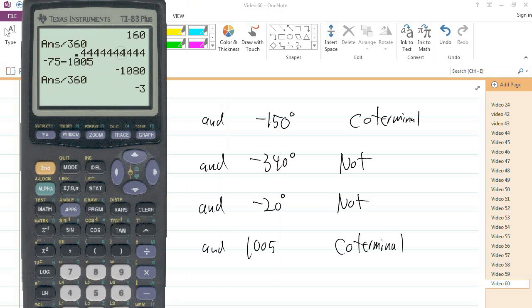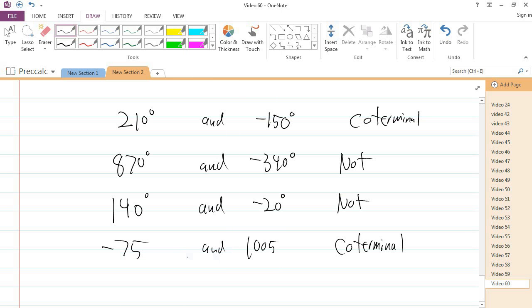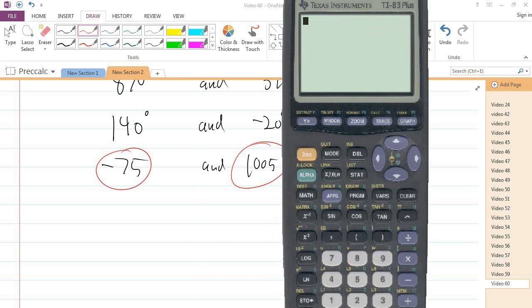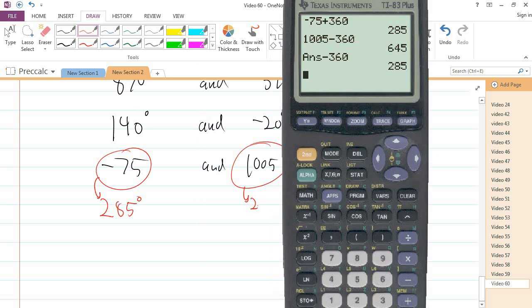Another way to think about this is take these two angles and add or subtract 360 to them until you get something between 0 and 360. So like negative 75, if I add 360 to that, I get 285, meaning negative 75 is equivalent to 285. Do the same thing with 1,005. Now I want to subtract 360 from it. Keep subtracting 360 until you get something between 0 and 360. If you get the same number, then they are coterminal.